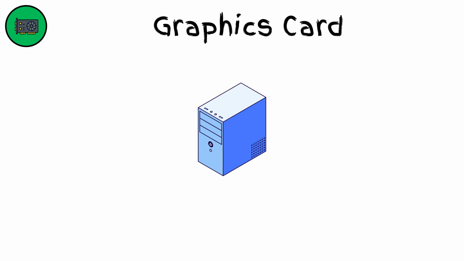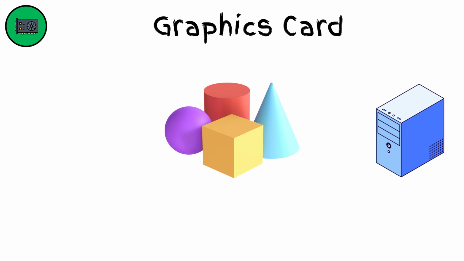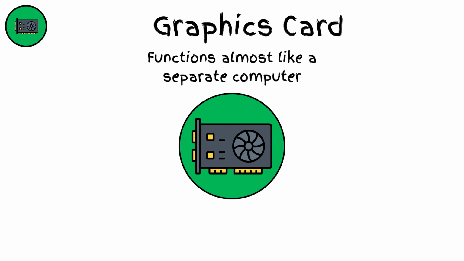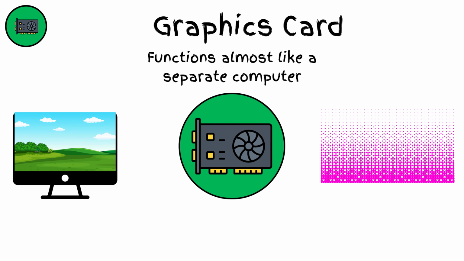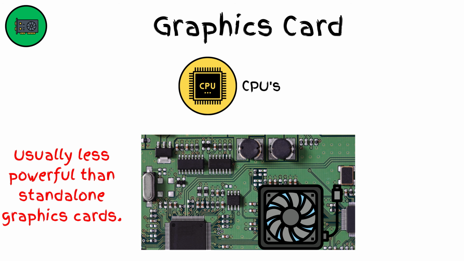Graphics card. When your computer processes complex 3D environments, it relies on the graphics card to display those worlds on the screen. The graphics card functions almost like a separate computer dedicated solely to controlling what you see, determining which pixels should appear and in what colors. Some CPUs come with built-in graphics capabilities, but these are usually less powerful than standalone graphics cards.